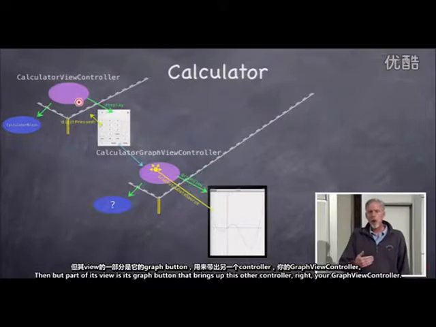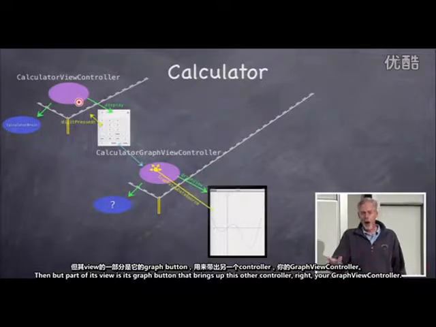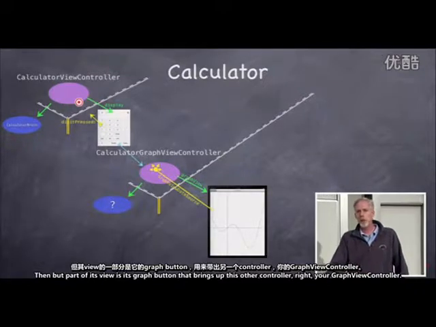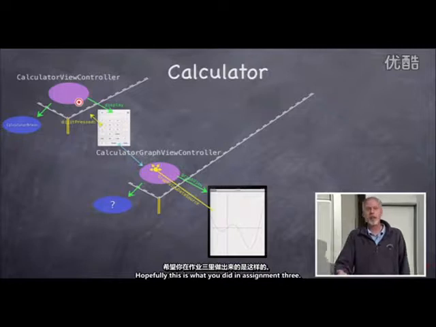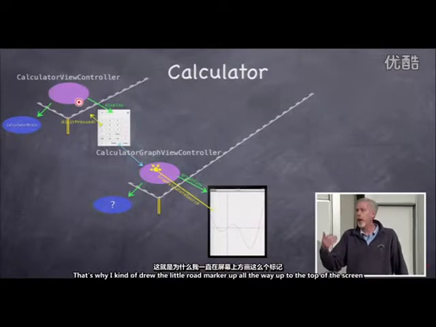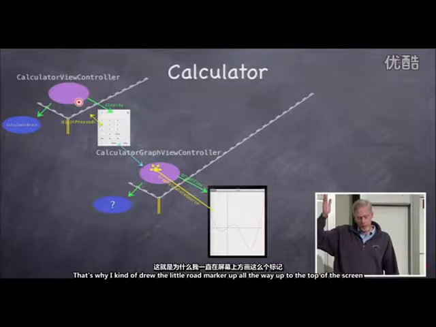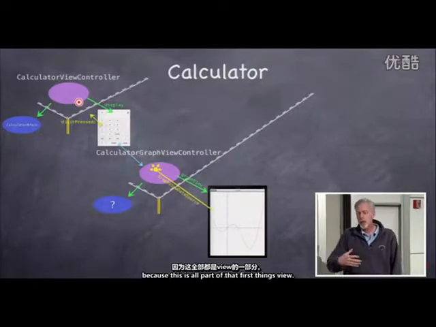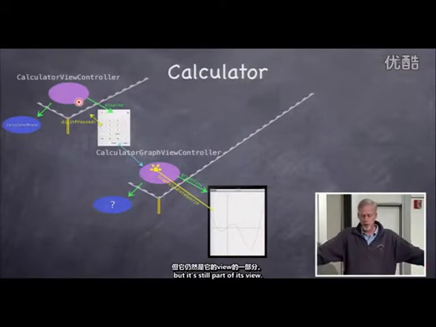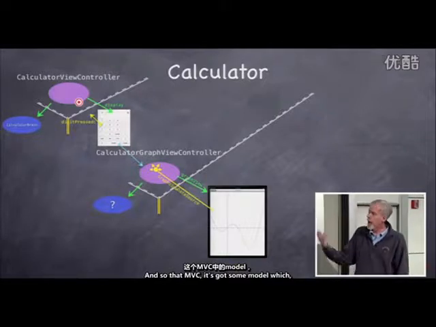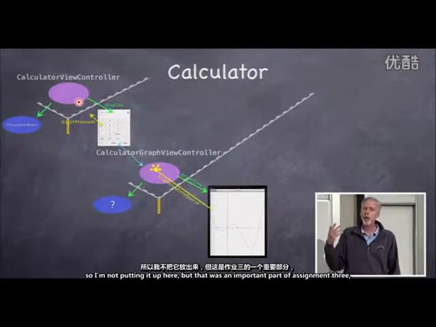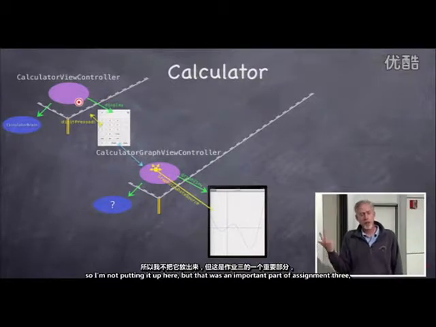But part of its view is its graph button that brings up this other controller, right? Your graph view controller. Hopefully, this is what you did in assignment 3. So this other controller is part of the view. That's why I kind of drew the little road marker all the way up to the top of the screen, because this is all part of that first thing's view. Maybe on screen like in a split view controller, but it's still part of its view. And so that MVC, it's got some model, which some of you haven't turned in your homework, so I'm not putting it up here, but that was an important part of assignment 3, understanding what that model was.